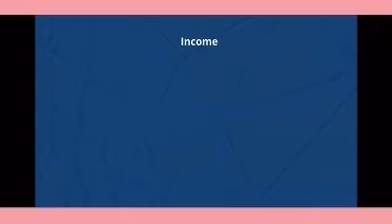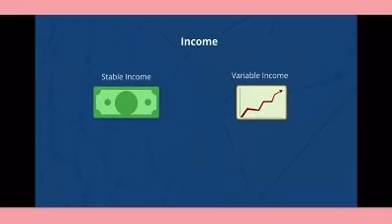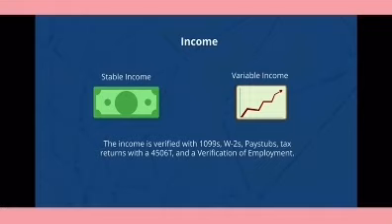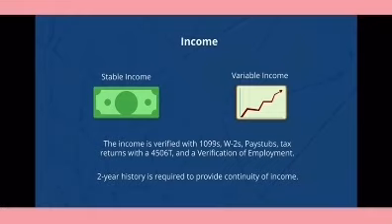Income. There are 2 types of income, stable income and variable income. The income is verified with 1099s, W-2s, pay stubs, tax returns with a 4506T as required, and a verification of employment. 2-year history is required to provide continuity of income.